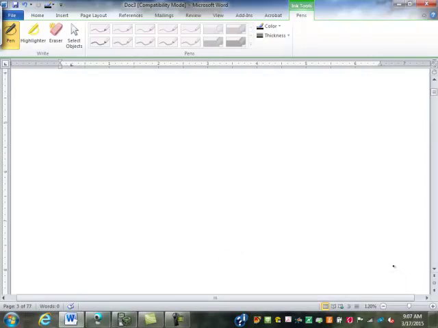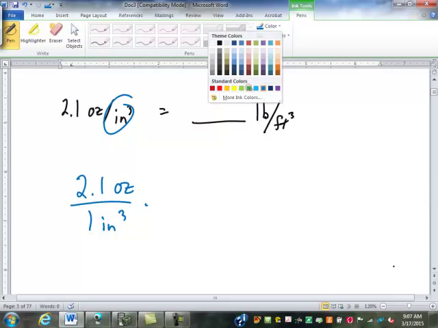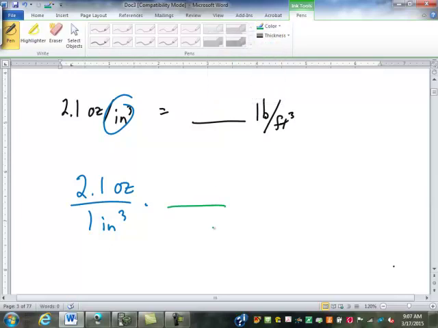Okay, so let's look at another example of these. Let's say that you have a material that's listed as having 2.1 ounces per cubic inch. Then you want to know what that's going to be in pounds per cubic foot. Well, it's 2.1 ounces over 1 cubic inch. Whenever you see that, you always put it over one of those units. We're going to convert the ounces. Where are the ounces going to go here? On bottom, so they cancel out. Your pounds on top, because you're moving the ounces to pounds. 1 pound is 16 ounces.